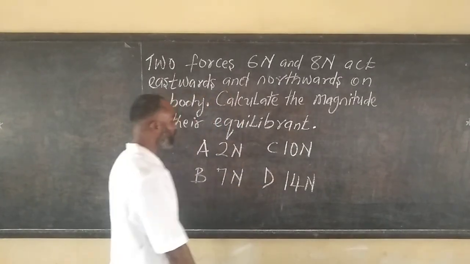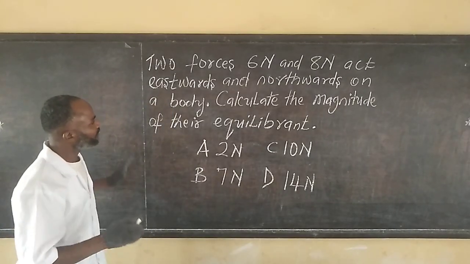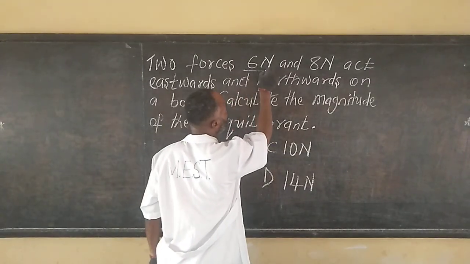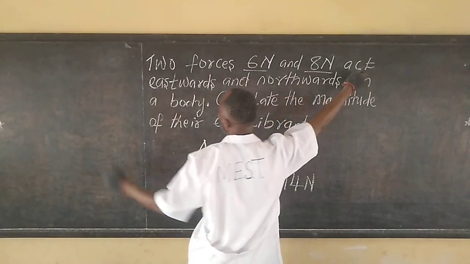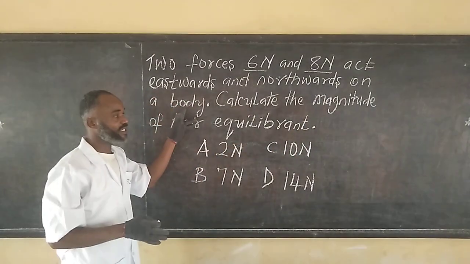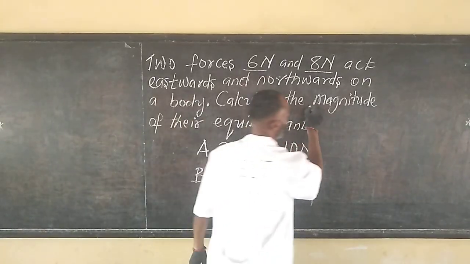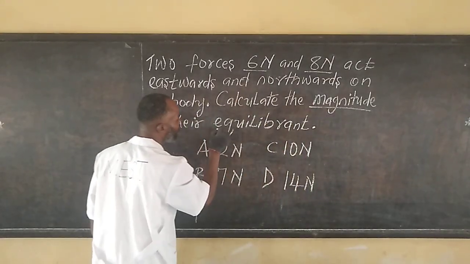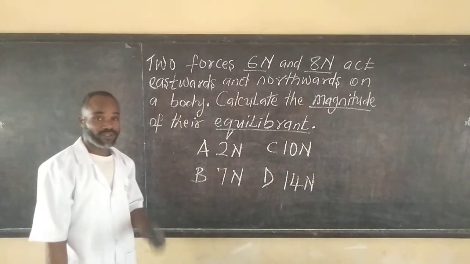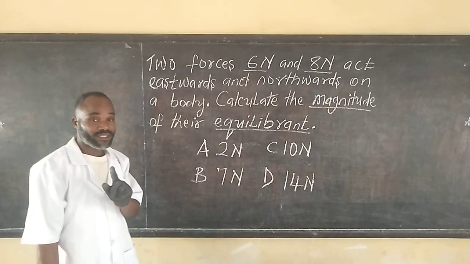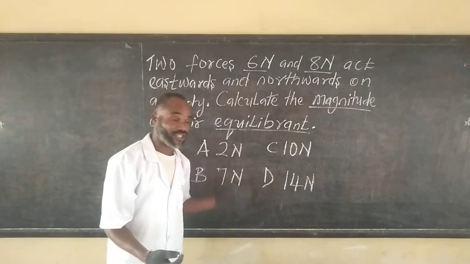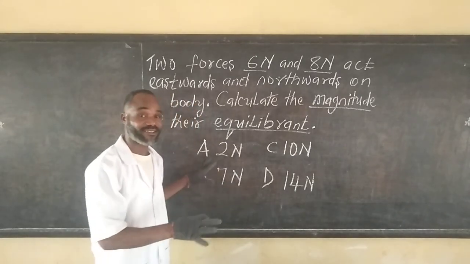Let's learn together. All right, we have a question here. Two forces, 6 Newton and 8 Newton, acting eastwards and northwards respectively on a body. Calculate the magnitude of their equilibrant. So what do we do? The first step in solving this kind of question is to analyze it.